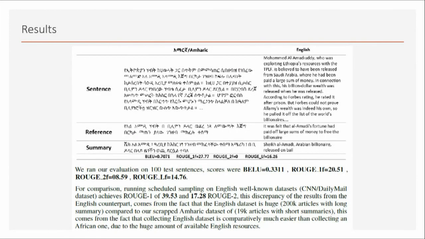The score for this task is measured using ROUGE and BLEU metrics. However, the results are less than those of the English dataset. This comes from the fact that the amount of Amharic data online is limited compared to the English ones.